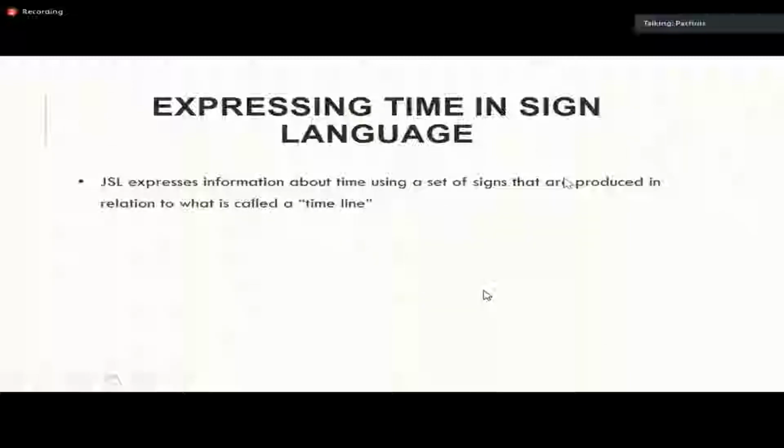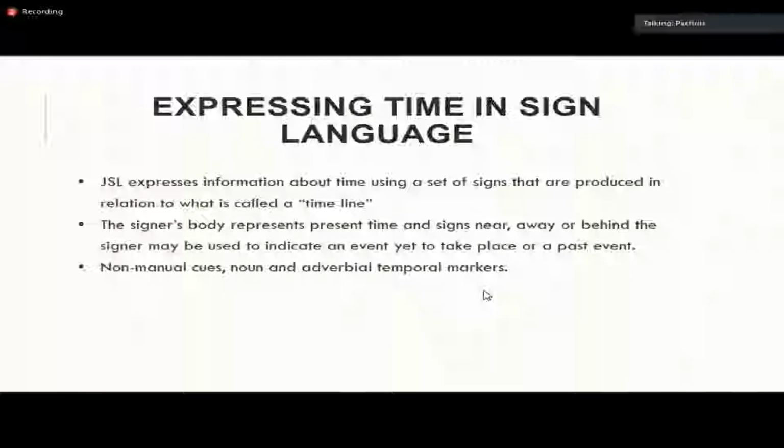So in JSL, expressing time is a bit different from what's done in English or even in Creole, where we have preverbal markers. In JSL, time is expressed using non-manual cues or in reference to what is considered a timeline. So the sinus body is basically your point of reference, that's your moment of speaking. Any sign away or in a forward position from the sinus body would be for future events, and anything behind or back would be in reference to the past. So if there's an instance where no timeline is communicated, the default interpretation is present.